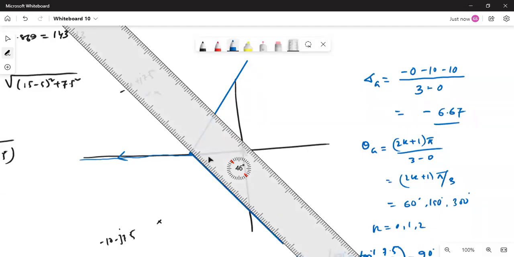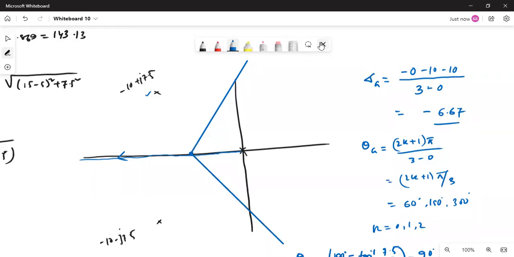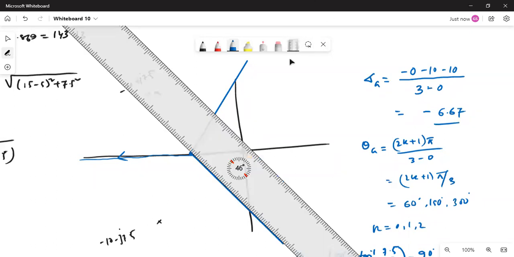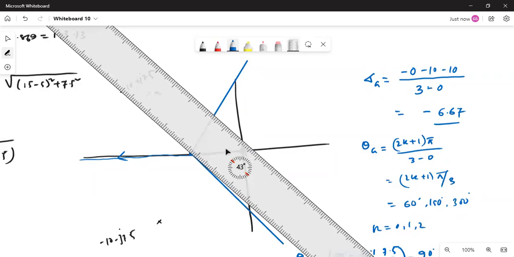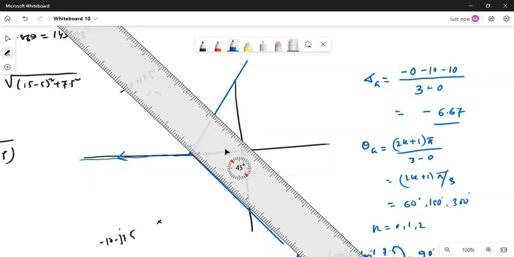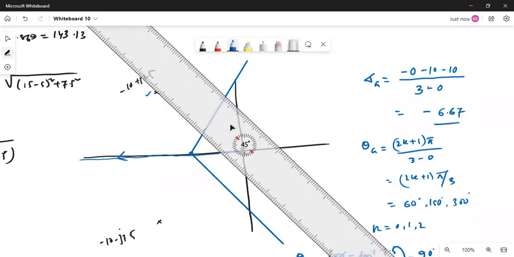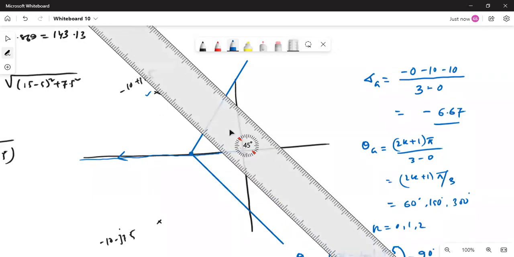Okay, so now next is the angle of departure. So angle of departure will be around 300 degrees. So around this line eventually. So this should be your angle of departure.